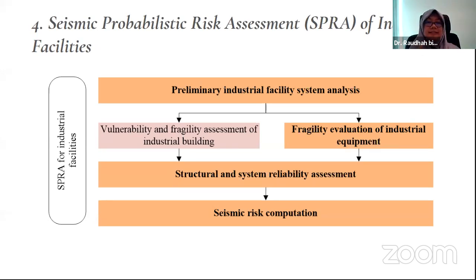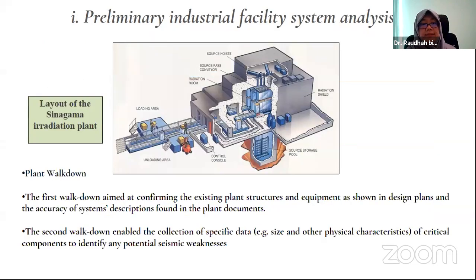Okay, the last part is seismic probabilistic risk assessment of industrial facilities. This part is very important because this is where we can look in depth at the performance of the facilities and equipment itself. It consists of preliminary industrial facility system analysis, then fragility evaluation, then structural and system reliability assessment, and last, we can calculate the seismic risk.